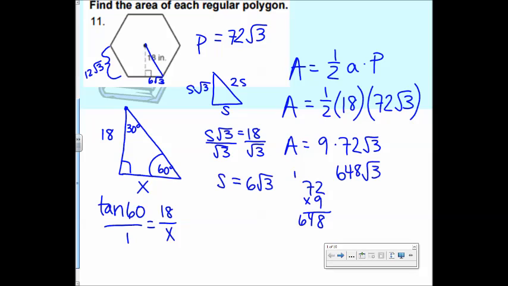Triangle. Trapezoid. Area of regular polygons.